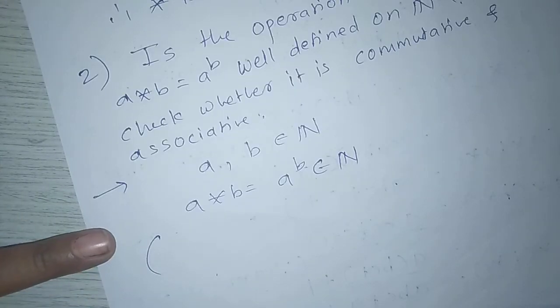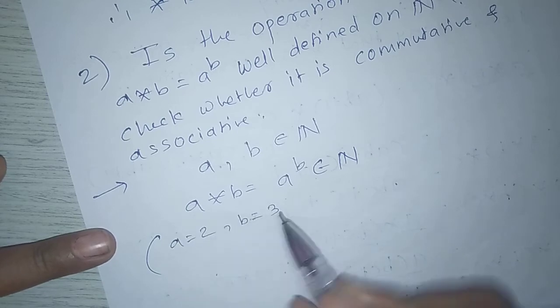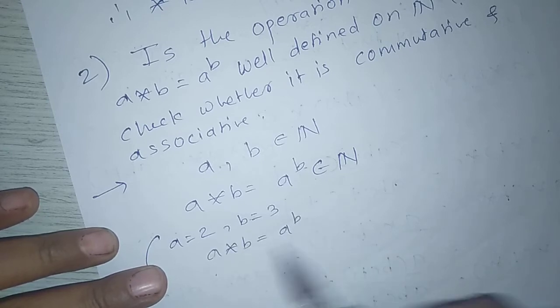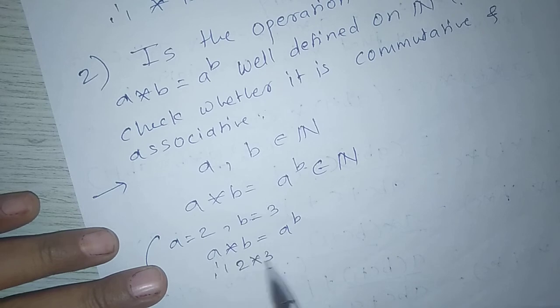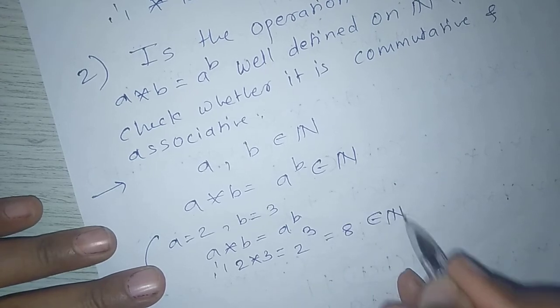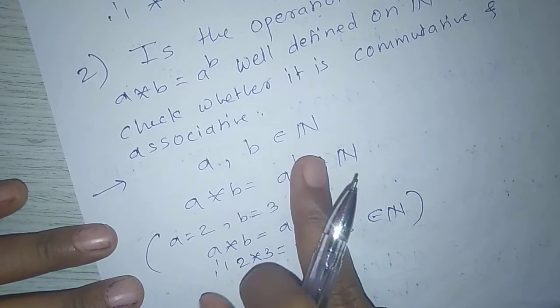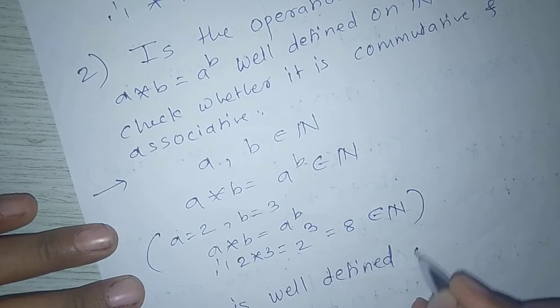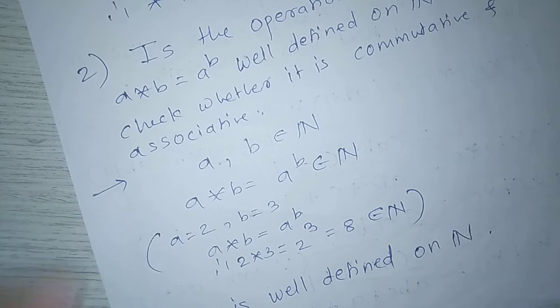For your explanation, consider A equal to 2, B equal to 3. Then A star B equal to A raised to B. Therefore, 2 star 3, where A is 2 and B is 3, is 2 raised to 3, which is 8. 8 also belongs to natural numbers. Therefore, A raised to B belongs to natural numbers, meaning star is well defined on natural numbers. Now check whether it is commutative and associative.